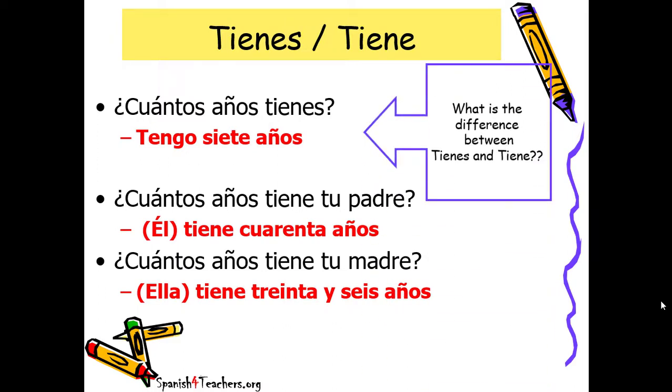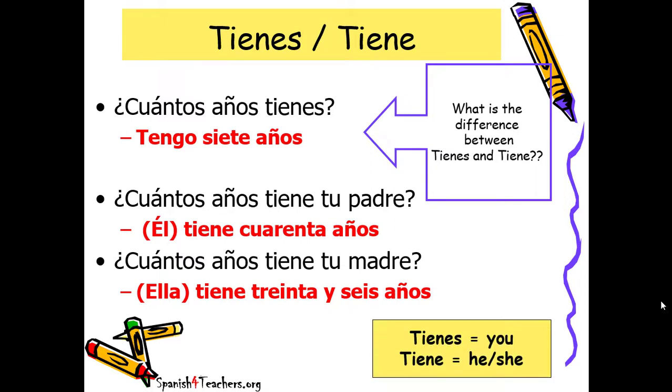So what is the difference between tienes, that you saw in the first phrase, ¿Cuántos años tienes? And tiene, that you saw in the second phrase? Well, tienes is the second person familiar. You remember we previously talked about tú. Tú is the familiar you. So in this case, given the response is, Tengo 7 años, this person is talking to someone who is how old? 7 years old. So they would naturally speak in the familiar or tú form. So they say tienes with an S on the end.